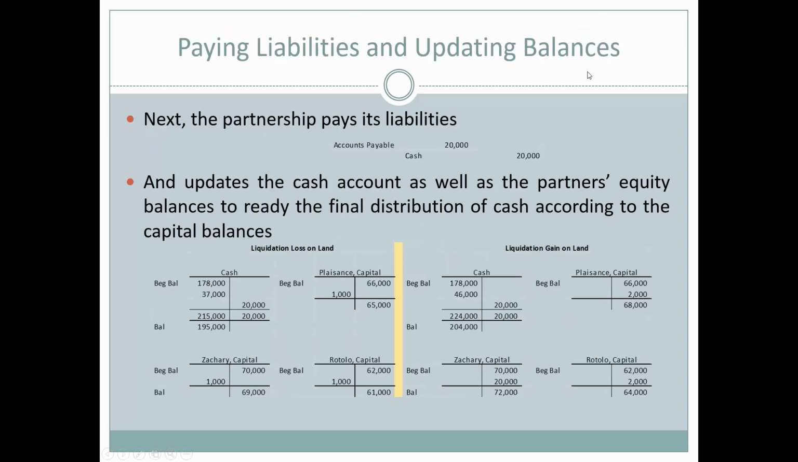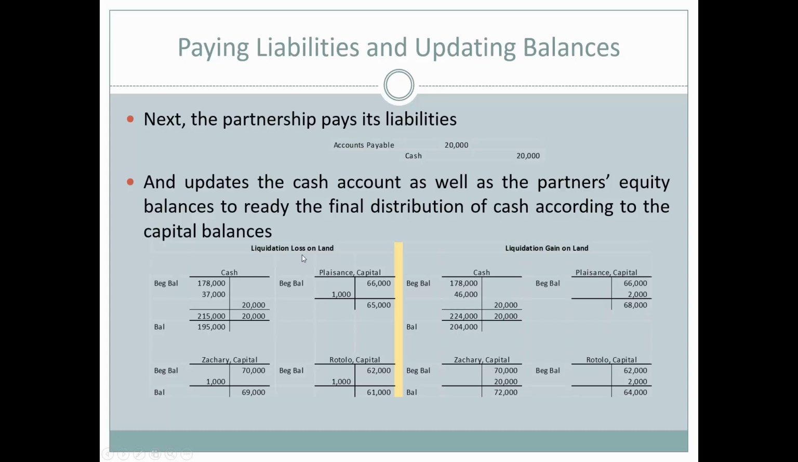So paying the liabilities and updating the balances. Next, the partnership pays its liabilities. The only liability it had was an accounts payable for $20,000. They have the cash in order to pay it off, so they're going to pay off their accounts payable, and we're going to credit cash. Then we're going to update the cash account as well as the partners' equity balances to ready the balance sheet for the final distribution of cash according to the capital balances. So let's look at these two different scenarios.